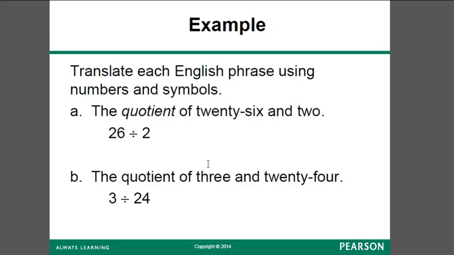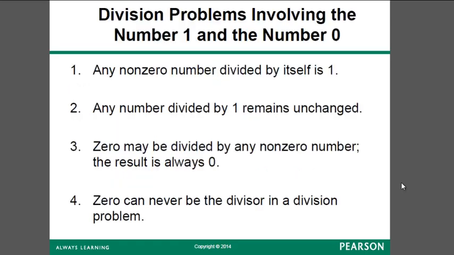Now let's look at some rules that we want to abide by whenever we look at division, especially involving the numbers 1 and 0. Any non-zero number divided by itself is 1. What this means is I'm taking the entire group and dividing it into that many equal groups. I have 6 pieces of pizza and I have 6 people. How many slices does each person get? That's 6 divided by 6. Each person gets 1 piece.